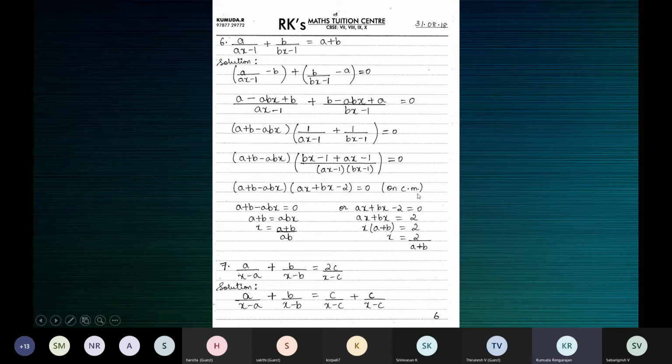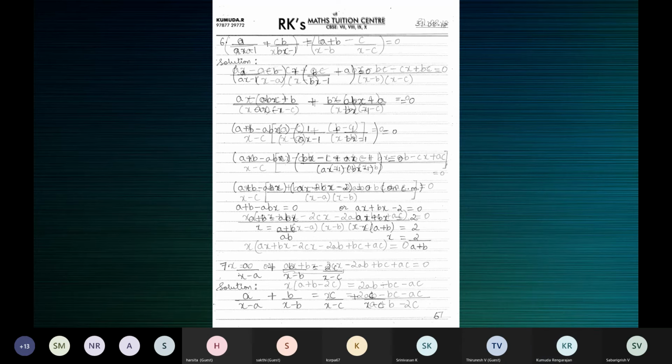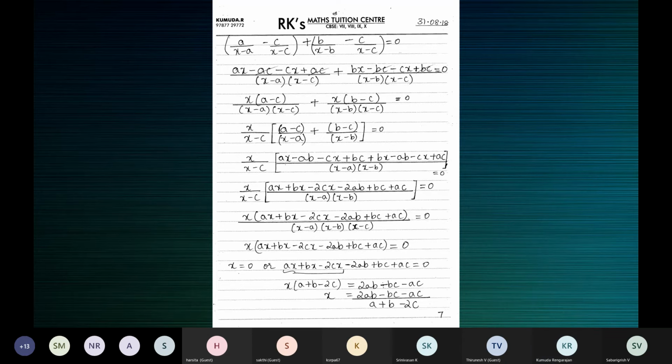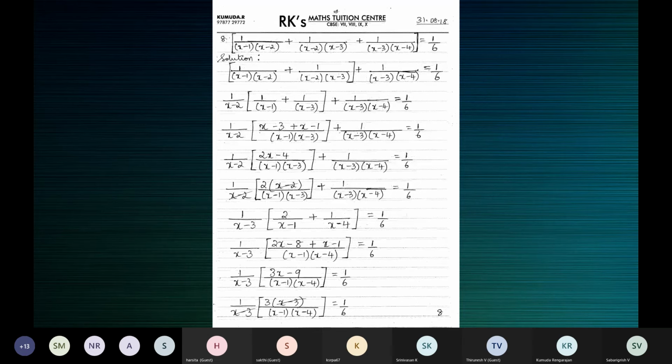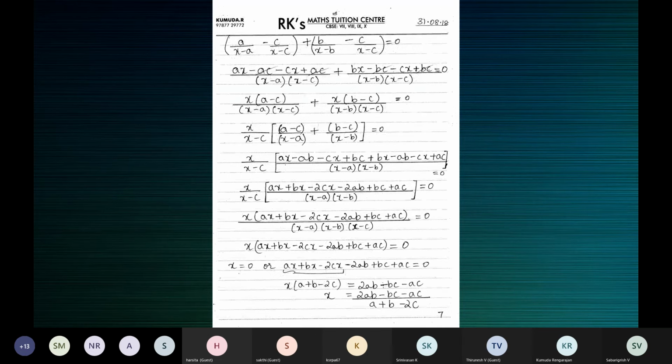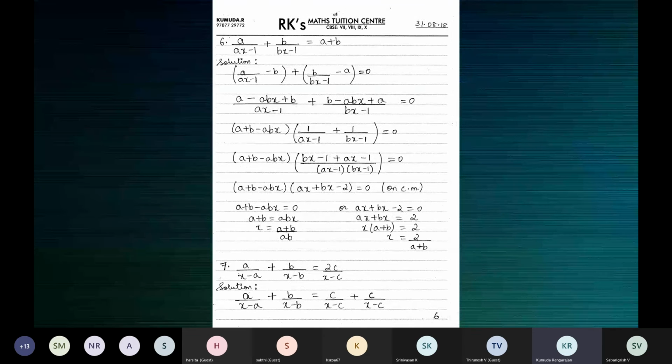On cross multiplying, what you see here. CM is cross multiplying. Yes, I hope you've taken a picture. 7th one also similar, children. Take a picture. Seventh one alone we'll discuss in the next class.